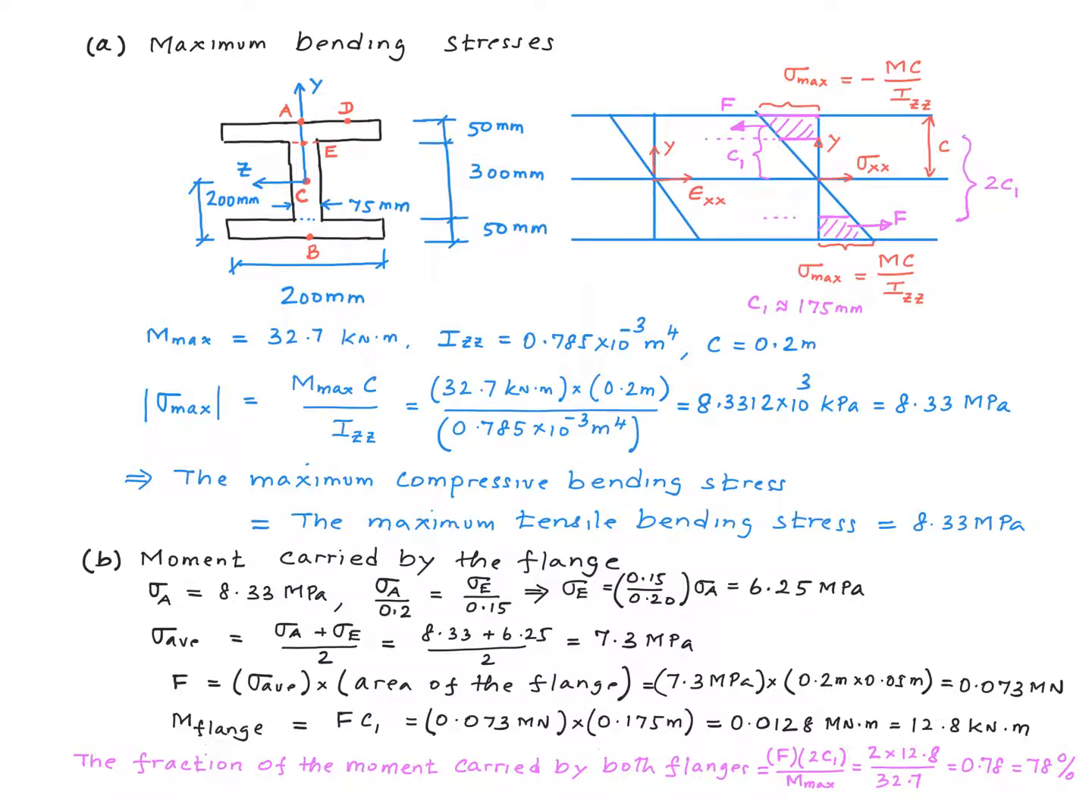In other words, 78%. In other words, almost 80% of the applied moment on that cross-section is carried by the flanges. Now you see the role of flanges of an I-beam. Flanges carry the bending moment, and the web carries the shear force, as we will see in another topic.